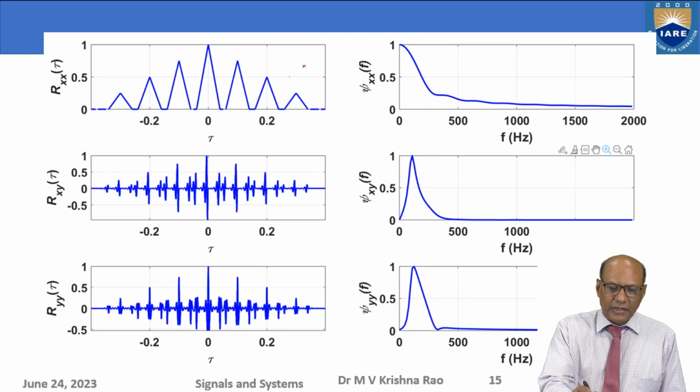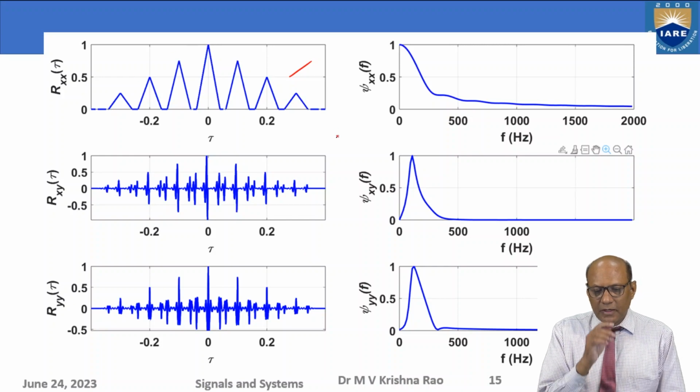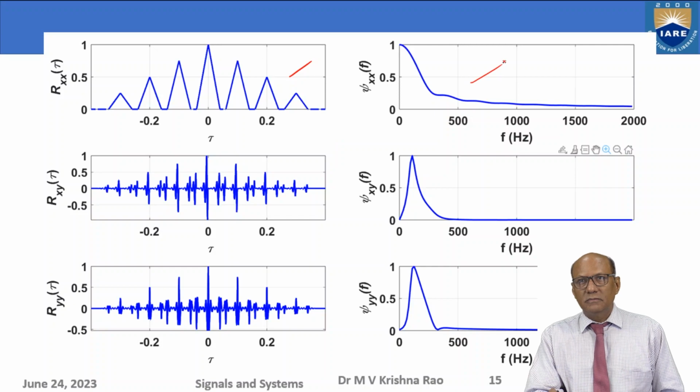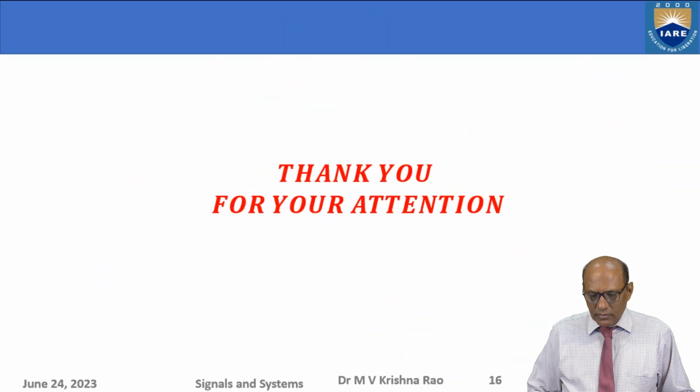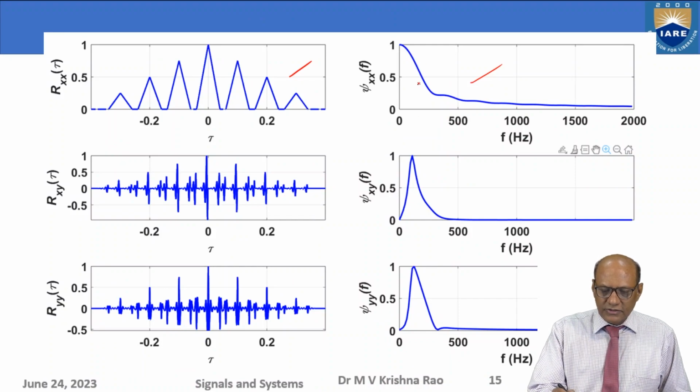And the autocorrelation function is periodic again. As I told you, this is because of the gating problem. And this corresponds to this energy spectral density. So this and this will multiply, and you will get this.